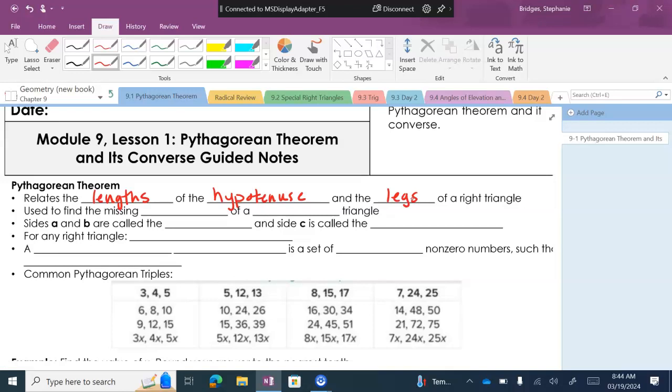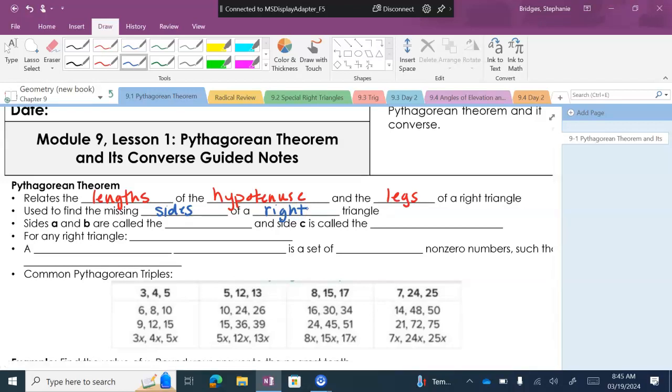It is used to find the missing lengths, again, of a side, no, of a, oh my gosh. Try that one more time. Y'all, I'm sorry. I got to get off spring break mode. Find the missing sides of a right triangle. My bad. I'll get it together, I promise.